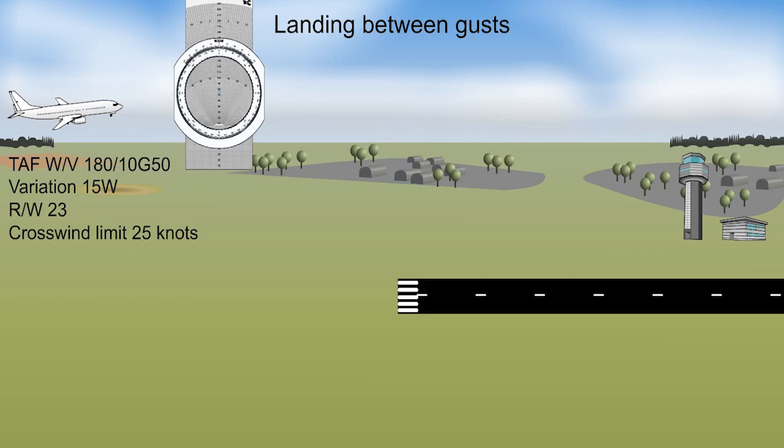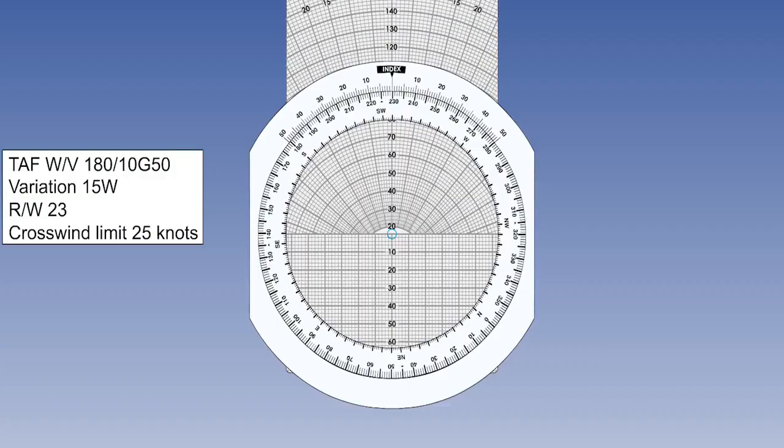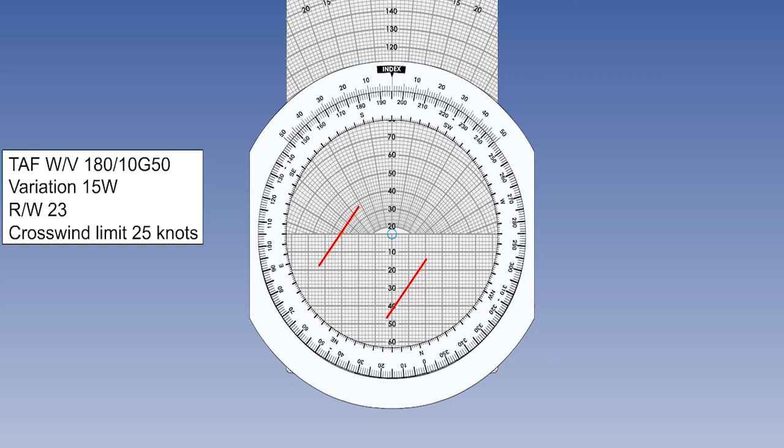Instead, you put the runway and the crosswind limit on your computer, like this. Put the runway QDM of 230 up at the top. Then draw in 25-knot crosswind limit parallel lines, either side of the center line. Now rotate the wind disk to the direction that the wind is coming from. Don't forget to apply variation if necessary.